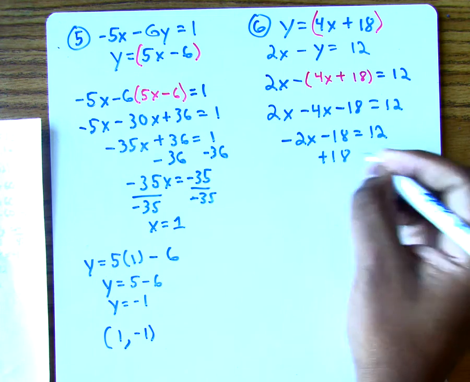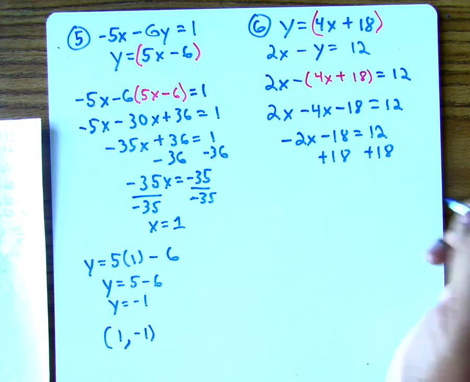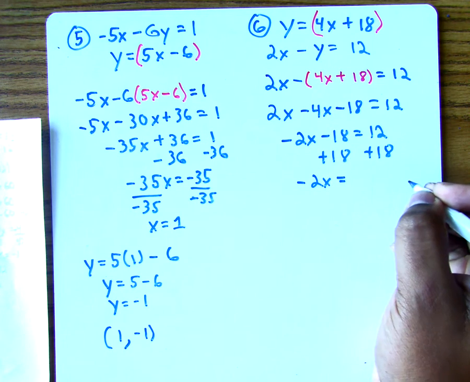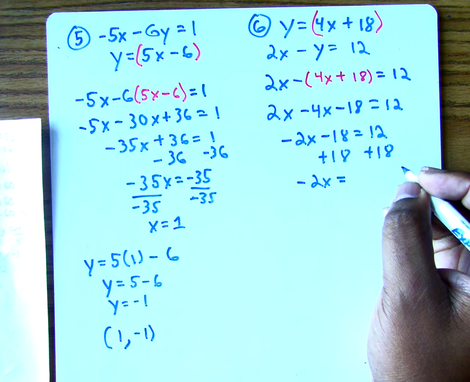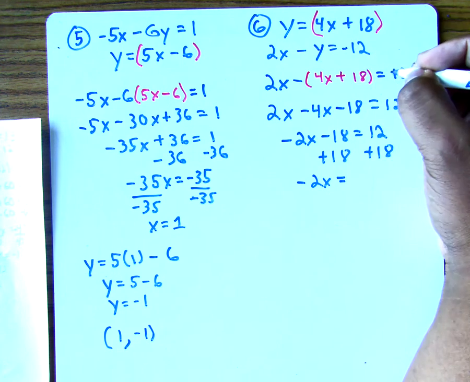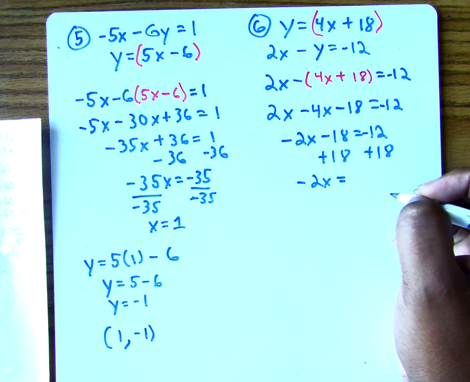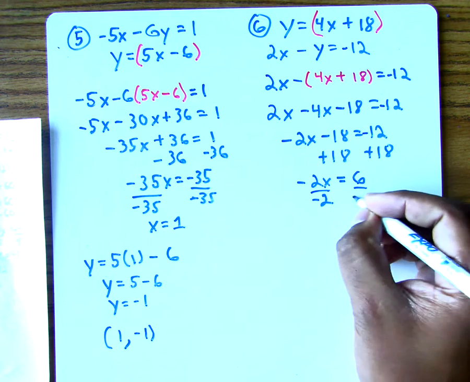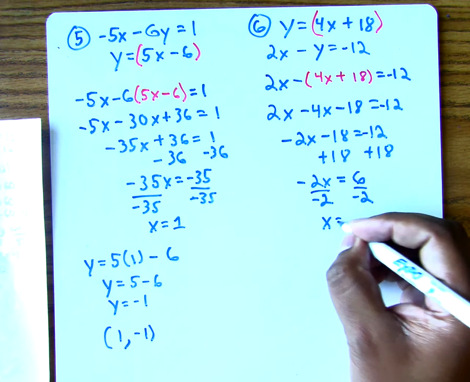Now we're going to add 18. Negative 2x, no, this 12 is negative, sorry. So 18 and a negative 12 is going to be 6, divided by negative 2, and x is equal to negative 3.